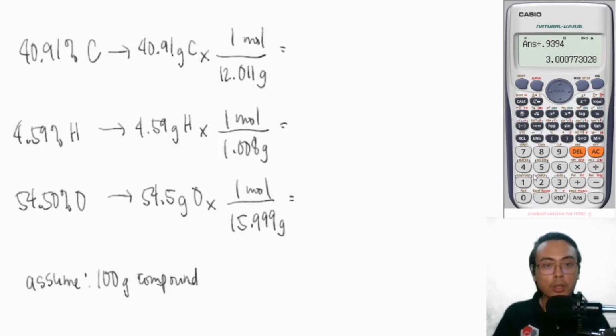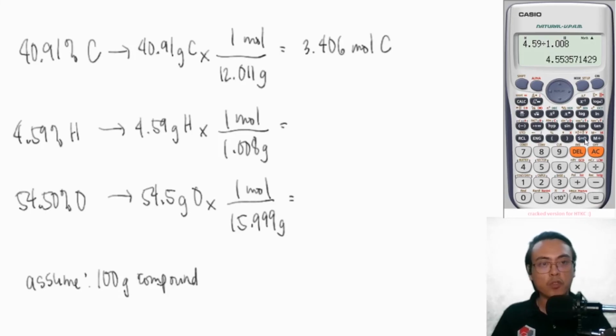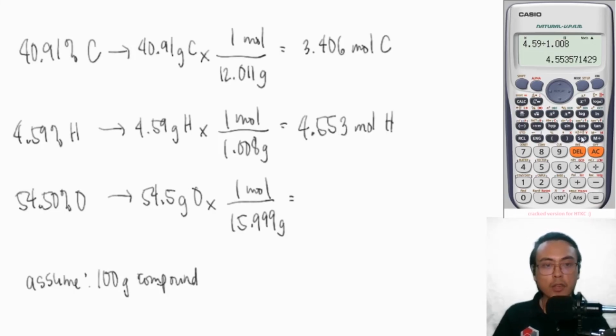Let's compute. 40.91 divided by 12.011, we get 3.406 moles of carbon. Next, for hydrogen, 4.59 divided by 1.008, we get 4.553 moles of hydrogen. And lastly, for oxygen, 54.5 divided by 15.999, we get 3.406 moles of oxygen.